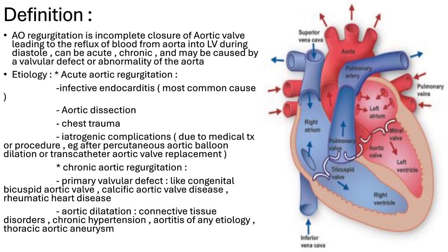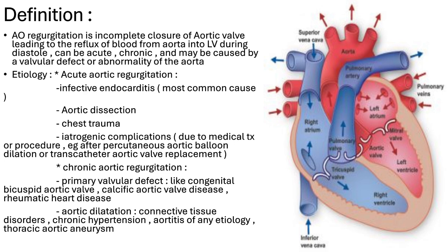For acute aortic regurgitation, most commonly it's caused by infective endocarditis. This can be caused by aortic dissection as well, some chest trauma, or iatrogenic complications after medical treatment or procedure, like percutaneous aortic balloon dilation or transcatheter aortic valve replacement. For chronic aortic regurgitation, it develops over time.